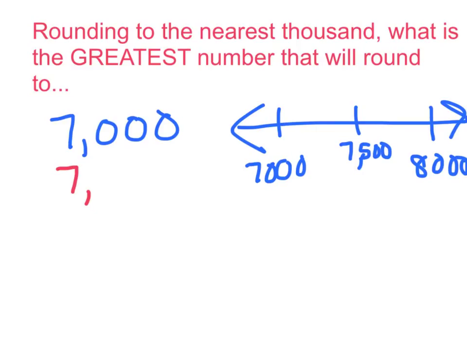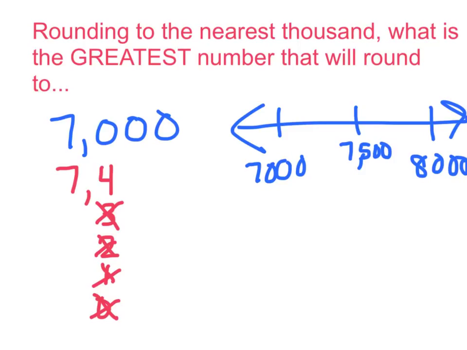Now, logically, our number can't be 7,500. We know that any number that's 5 or greater is going to round up. So our number that belongs here will either be a 4, 3, 2, 1, or 0. We want the biggest possible number, so we're going to stick with 4. 7,400. Once again, we want the largest possible number that can round to 7,000, rounding down.